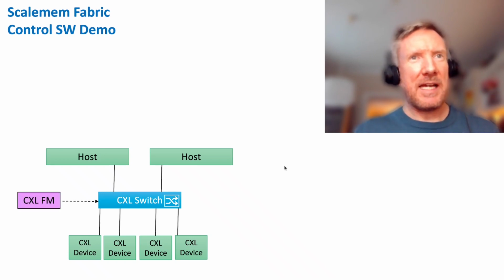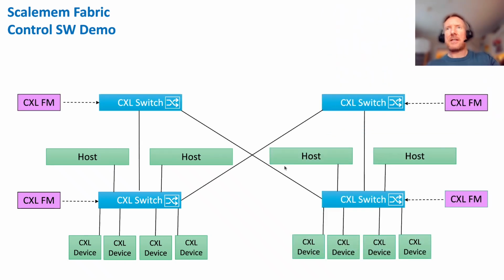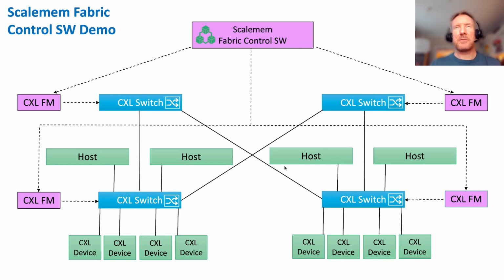To achieve that, we have the CXL Fabric Manager associated with a switch. And as the CXL cluster increases in size, we're going to have multiple switches, and each switch has a Fabric Manager associated with it. On top of all that, we have our Scalemem Fabric Control Software that has a cluster-wide view and management capability, and this becomes indispensable as the cluster grows in size.